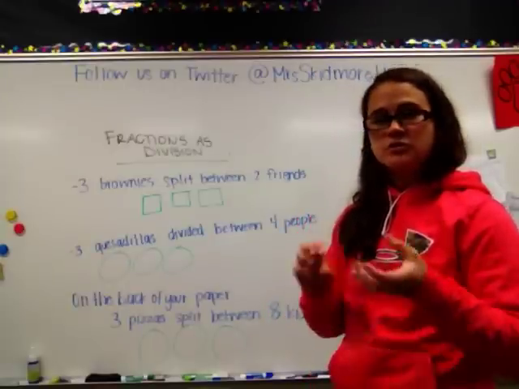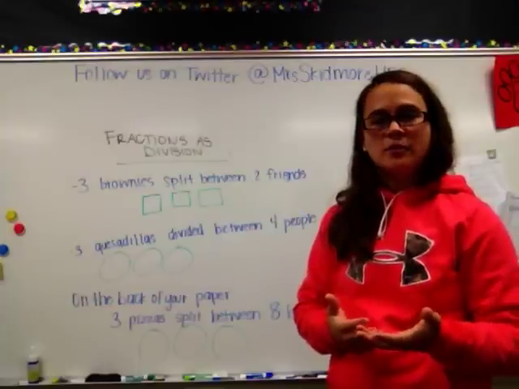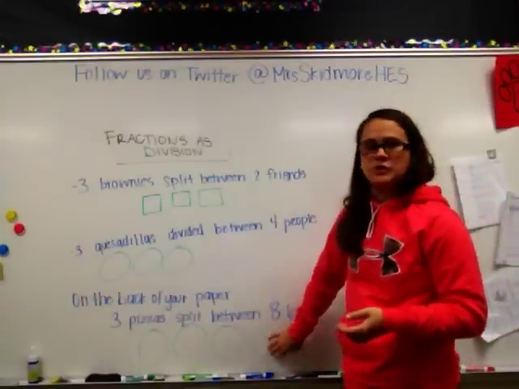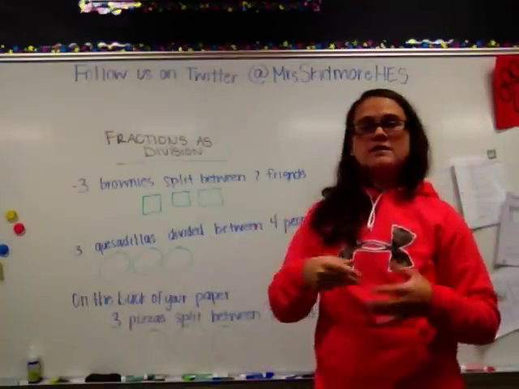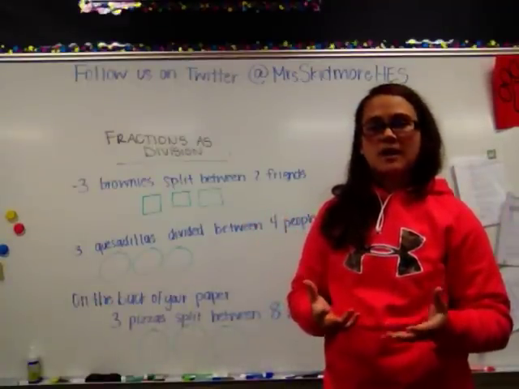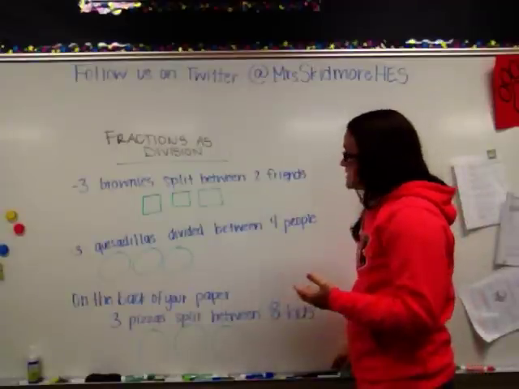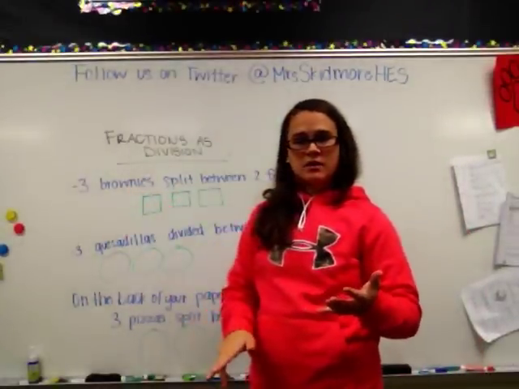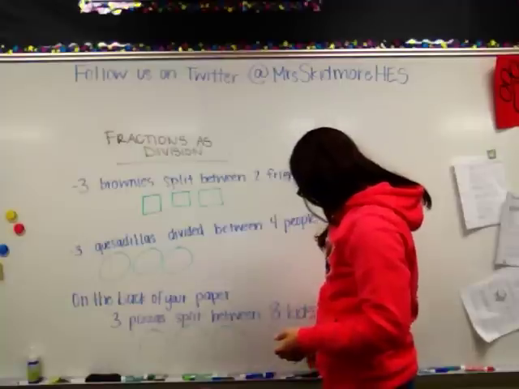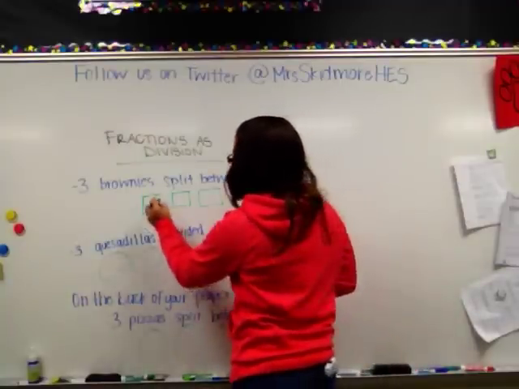So we're going to use two examples, and then on the back of your paper, I'm going to have you do your own. Okay? So the first one we're going to talk about is we've got 3 brownies and we're going to split them between 2 friends. So we're going to look and see, okay, what is being divided? We're dividing our brownies, not our friends. So we're going to divide each of our brownies into 2.